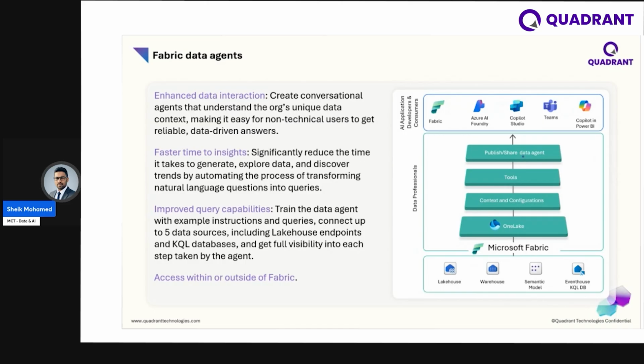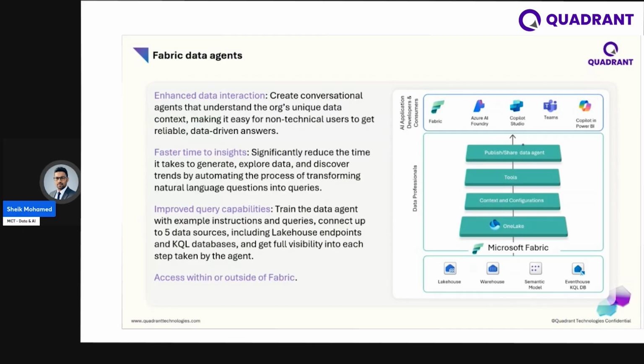You train the data agent with the AI instructions, right? So at the data source, we have a couple of things. You can set up the AI instructions, and also at the data source level, you can provide some instructions as well. And I think there is a limitation. I think you can connect up to 5 different data sources in the data agent. It could be lakehouse endpoints, KQL databases, and semantic models, right? But you can also access within and outside of Fabric as well.